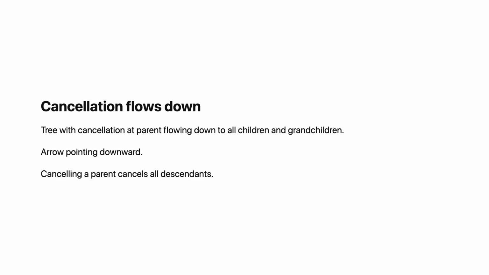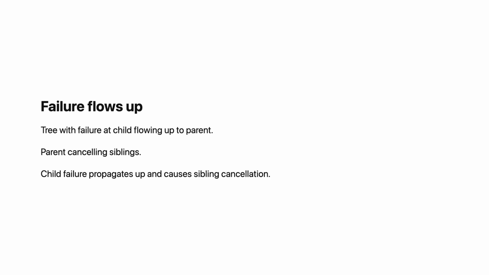Failure also propagates, but differently. If a child fails with an exception, the failure propagates up. The parent is notified. The parent cancels other children. The parent fails. This is called failure propagation. One failure brings down the whole tree.